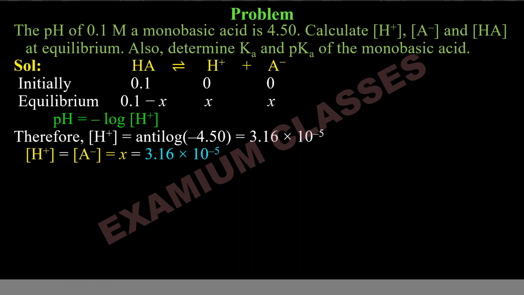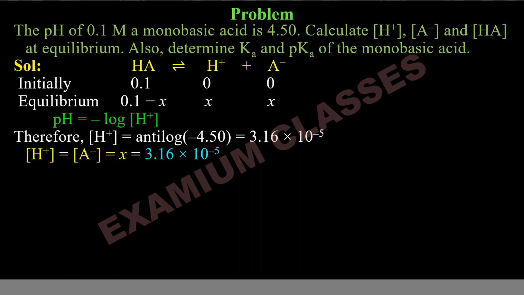Now you have to calculate the HA concentration because you know the value of x. This is the value of x because this is the H ion concentration. Substitute this value here. You will get the concentration of the acid also at equilibrium. Because x is of the order of 10 power minus 5, if you subtract it from 0.1, there will hardly be any change. So it will be approximately 0.1.